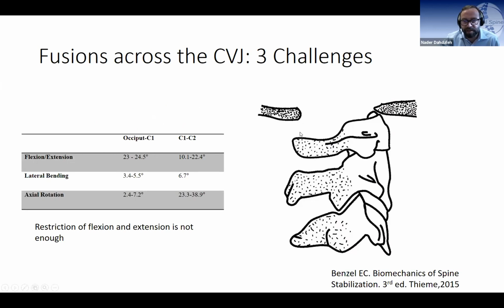And the last thing is the gap. There's a lot of gap to fill. And maybe we'll add a fourth one. When you put in a lot of hardware, there's not much space to put bone graft. So that's why sometimes we resort to accessing the atlantoaxial joint to use it as a fusion surface.